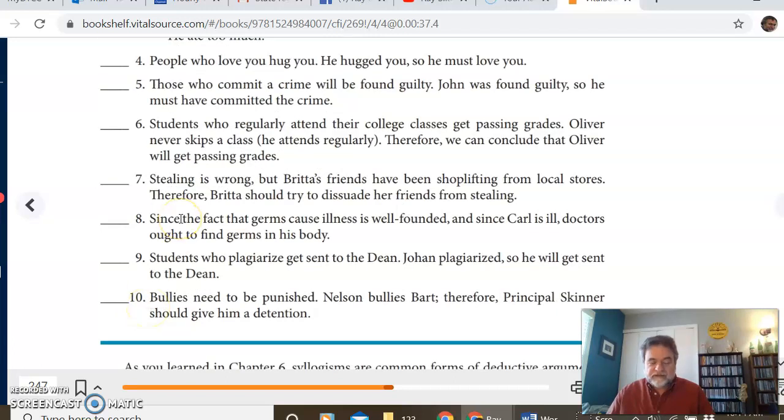Eight is invalid. Okay? It's a good cogent theory that germs cause illness. We have Carl being ill, and we ought to find germs in his body. Well, that is invalid. That's not the only answer we'll have. He could be very sick and not have any germs in his body. That's causing the sickness, at least.